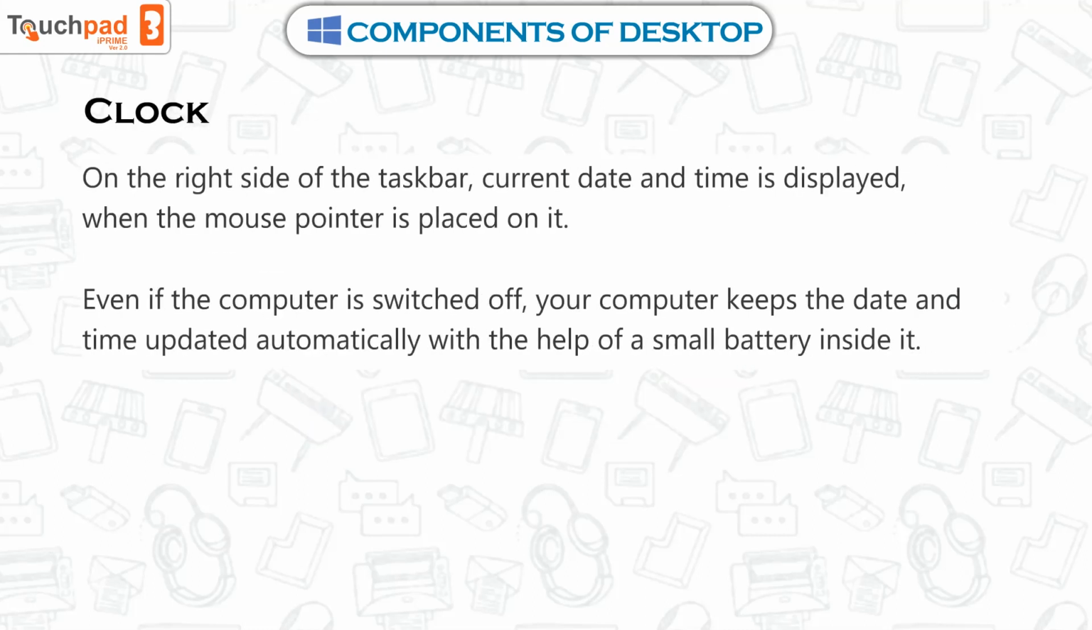Clock. On the right side of the taskbar, current date and time is displayed when the mouse pointer is placed on it. Even if the computer is switched off, your computer keeps the date and time updated automatically with the help of a small battery inside.